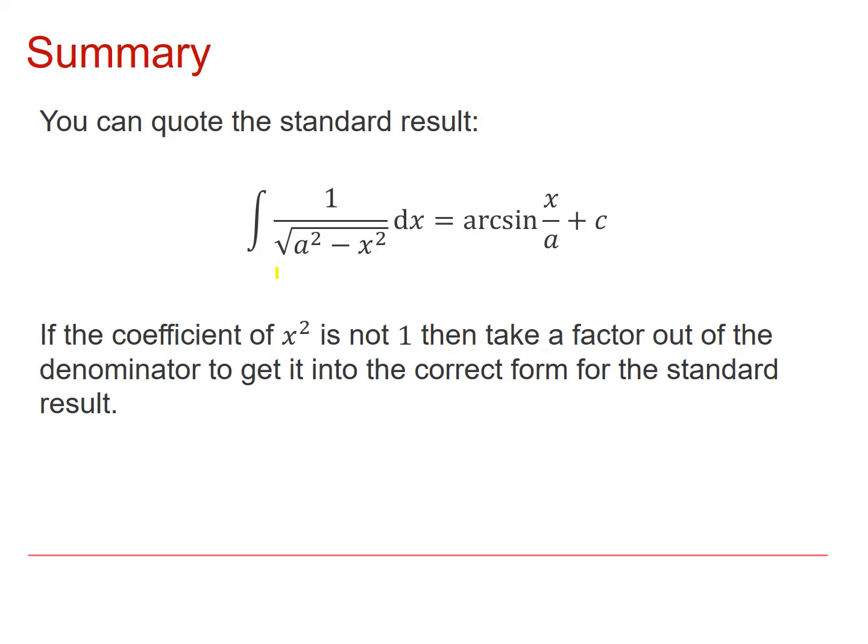So in summary, you can always quote this standard result. 1 over root a squared minus x squared integrated gives us arcsin x over a. And don't forget the constant of integration if it's indefinite. And if the x squared is not 1, then factor out from the denominator to get it into the correct form.